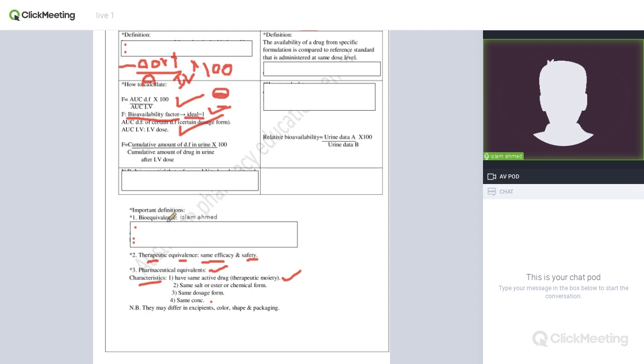The bioequivalent, the only two conditions: they achieve the same amount of drug and the same peak time. They are different in excipient, color, shape, or packing only. This is the main difference in the generic or pharmaceutical equivalent.